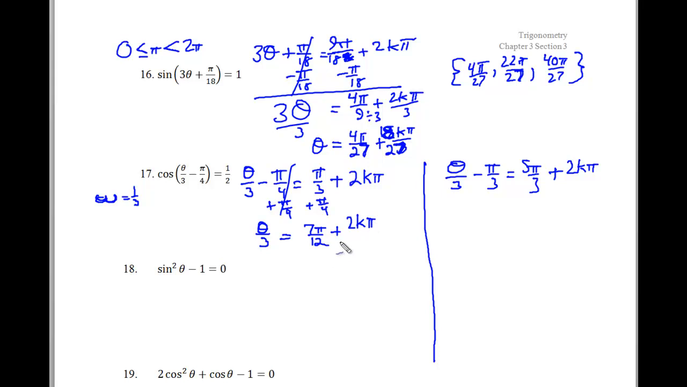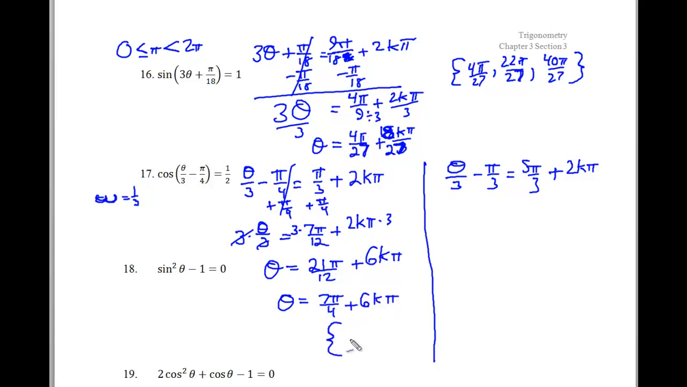I'm now going to multiply everything by 3 to get rid of the 3 over here on the left-hand side. So that's going to get multiplied by 3. That gets multiplied by 3. So the 3's simplify. Theta is equal to 21 pi over 12, which I'm going to simplify, and this is 6k pi. Wow, 6k pi. That's pretty fascinating in terms of its spinning around the circle there. Again, it's going to take us a long time since the cycle is so slow. So theta is going to be equal to, simplify this, 7 pi over 4 plus 6k pi. I have one of my solutions, which is 7 pi over 4 right there, since that's between 0 and 2 pi.